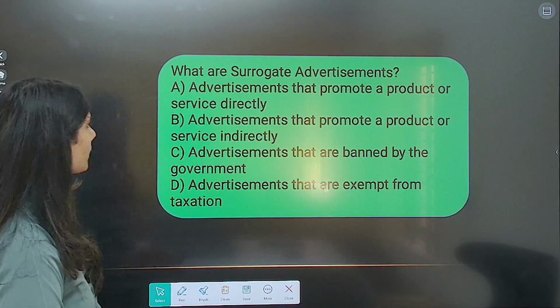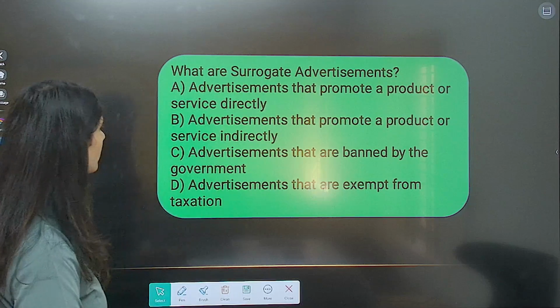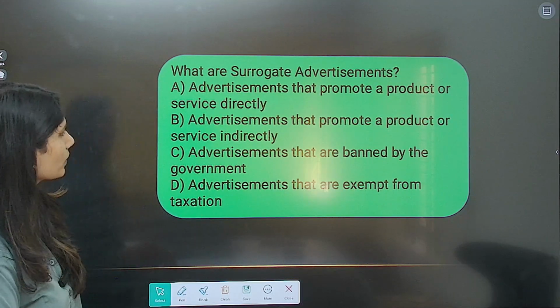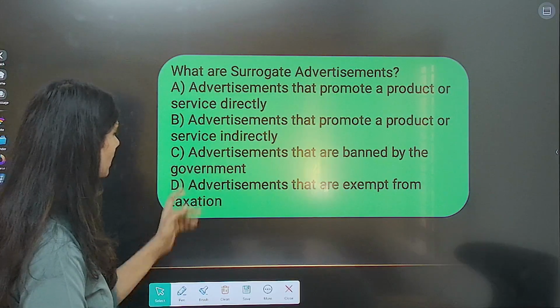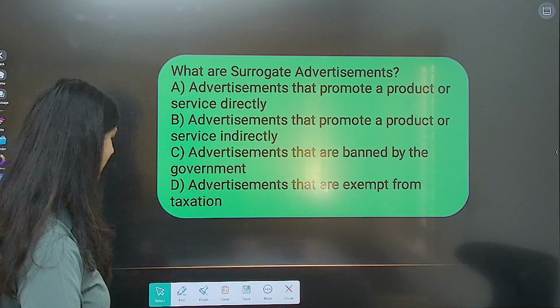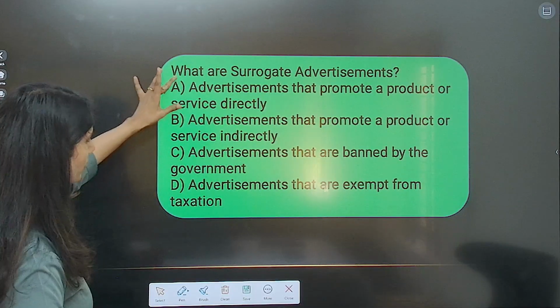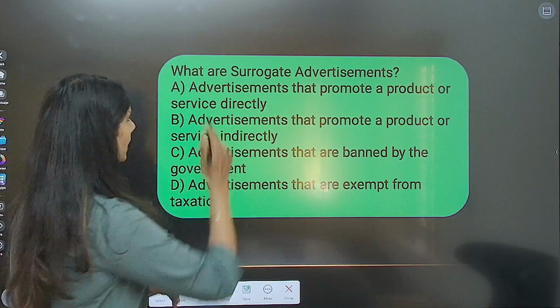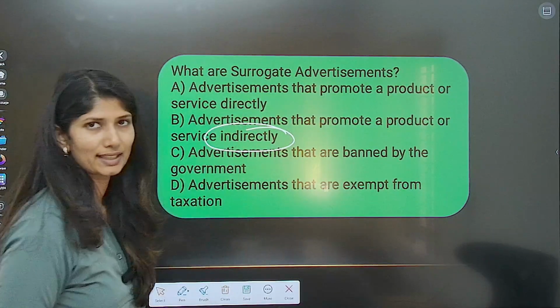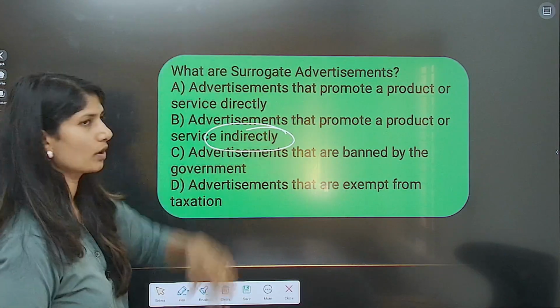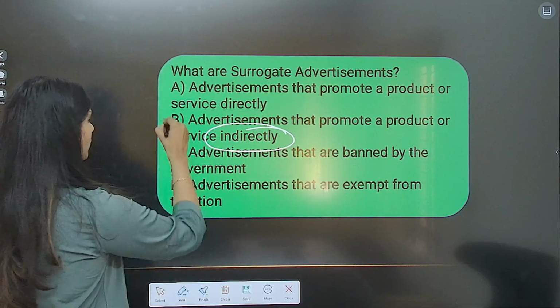What are surrogate advertisements? A: Advertisements that promote a product or service directly. B: Advertisements that promote a product or service indirectly. C: Advertisements that are banned by the government. D: Advertisements that are exempt from the taxation. The main thing is between A and B. Surrogate advertisement means it is indirectly, not directly. If it is directly, then why do you have to call it surrogate advertisements? Right? So the answer is B.